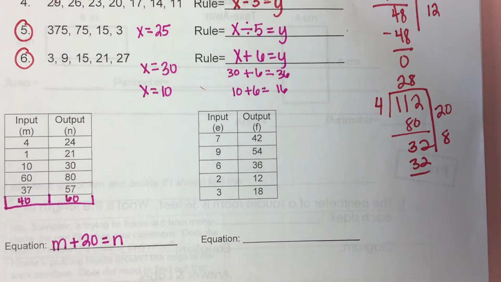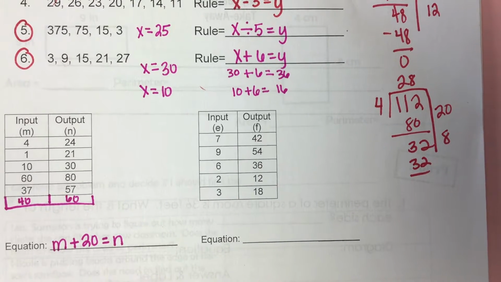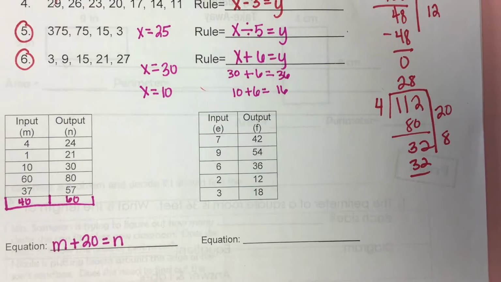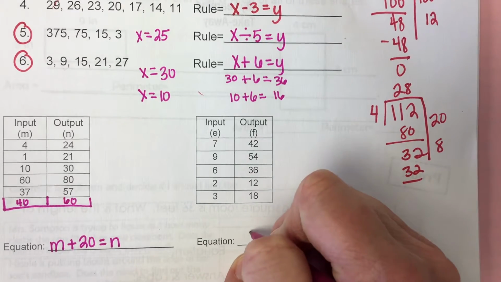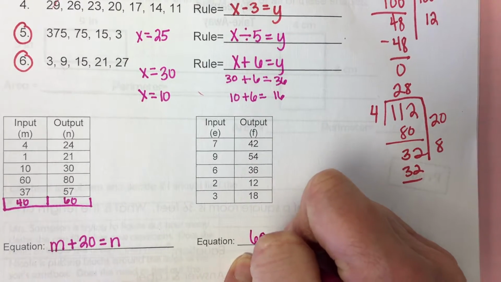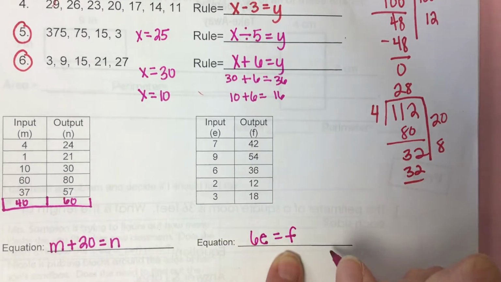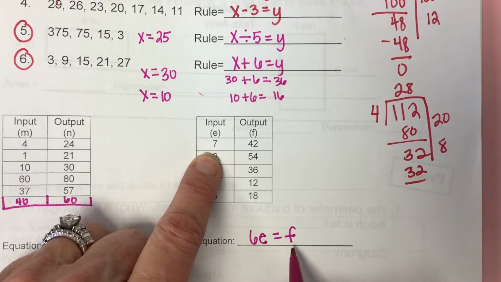How do we write times 6 as our rule? McKenna. But we don't write E times 6 because we don't use that multiplication symbol. So how do I write it, McKenna? Remember, look up at the top. Go ahead, McKenna. 6E equals F. So if E is 7, 6 times 7 is 42.